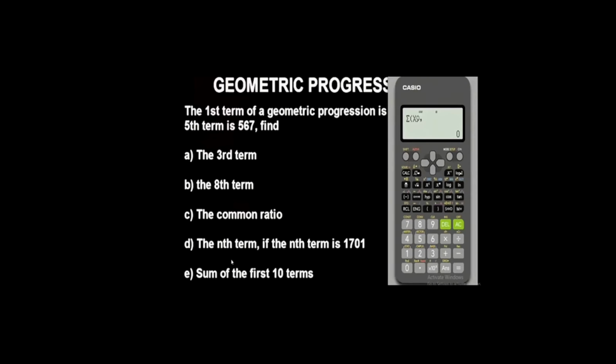Now, sum of the first 10 terms. So it puts 1, separate this one with a comma, shift this button for comma. So 10 terms, we put 10, close the brackets. So that's it, guys. Let's press equal now. You see the sum, very easy. So the sum is what?